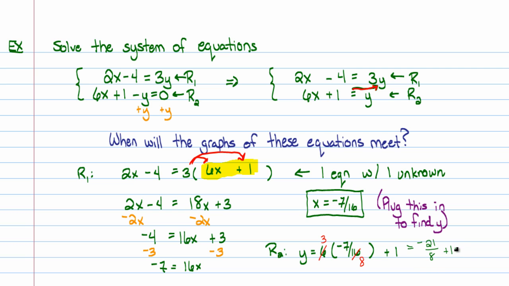And that 1 is just 8 over 8. So when you simplify this fraction, or this summation, let's see, negative 21 plus 8, I think that's a negative 13/8. Okay. So this tells me that when x is negative 7/16, y is negative 13/8.